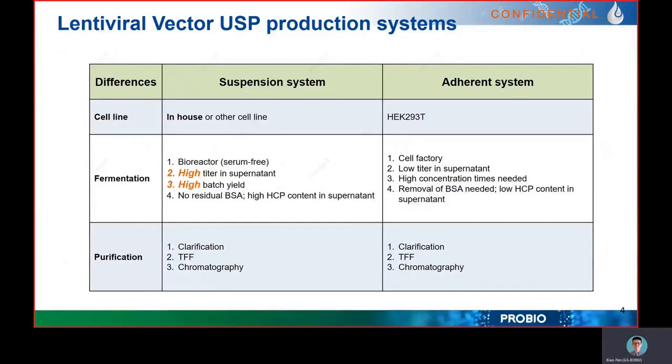In upstream production of the lentiviral vectors, compared to the adherent system, the suspension system is characterized by high titer in supernatant, which results in high batch yield. Moreover, there is no residual BSA in the production system, therefore lowering the risk of the product. One more thing that is not mentioned here is that the suspension system is more scalable. It's easier to scale up.